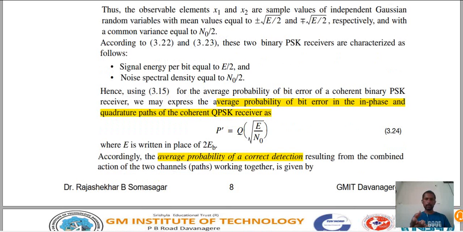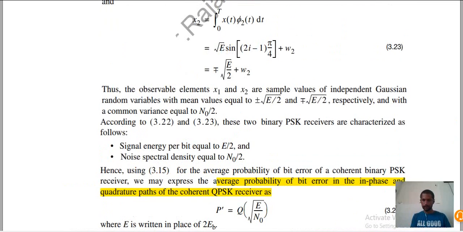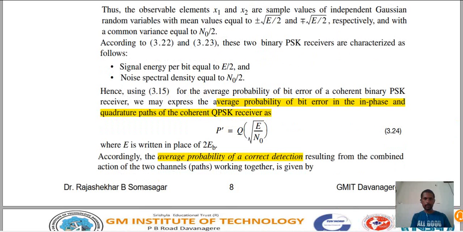According to the above equations 3.22 and 3.23, these are the correlator expressions, or the observable variables, which are characterized by two binary PSK receivers, each having a signal energy per bit equal to E by 2 and a noise spectral density equal to N naught by 2, which produces the average probability of bit error in the in-phase and in the quadrature paths of the coherent QPSK receiver as p dash equal to Q of square root of E by N naught. It has 2 bits.